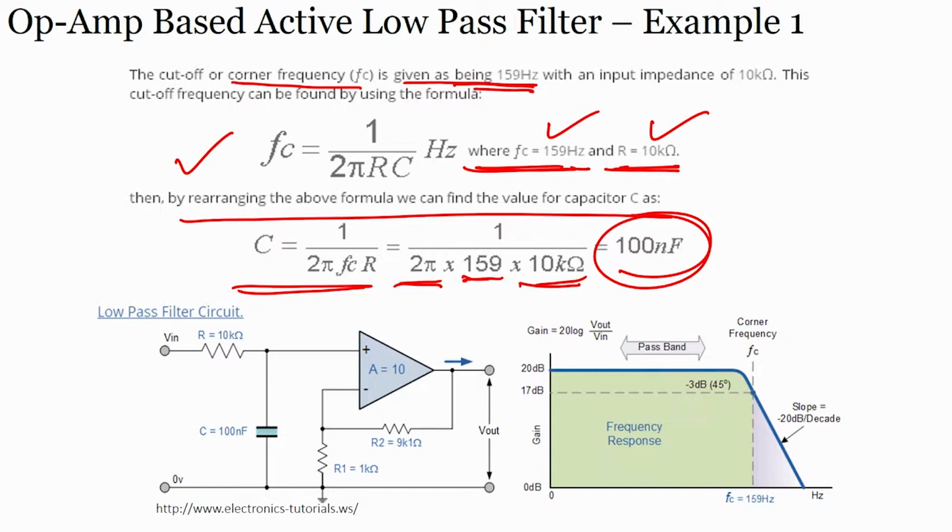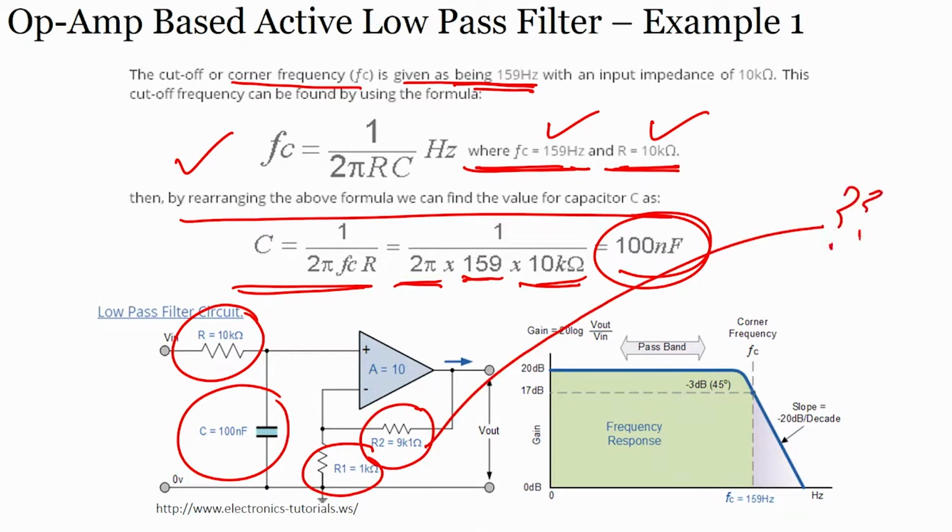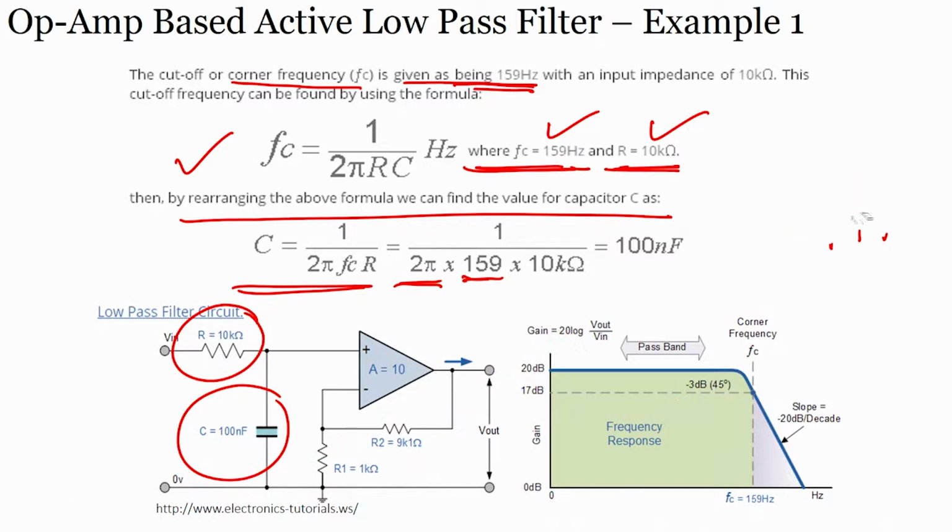That means now I can design this circuit with R equals 10 kilo ohm, C equals 100 nanofarad, R1 equals 1 kilo ohm, R2 equals 9k 1 ohm. Why? Find it out. If I draw the decibel gain versus frequency, where the gain in decibel is 20 log V out by V in, I will have the cutoff frequency somewhere here.